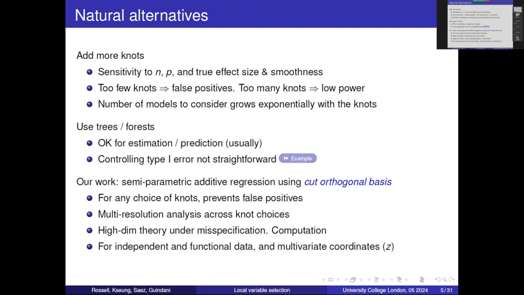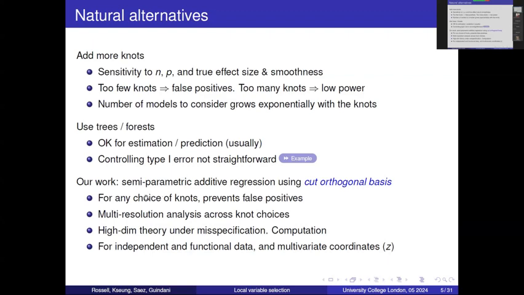What we're doing is using a semi-parametric model. It's going to be very similar to using splines, but we're going to use a notion called a cut orthogonal basis. The selling feature is that regardless of how you place the knots, you're protected against false positives. As a statistician who takes hypothesis testing to heart, I don't want false positives; I'm going to control that, regardless of how I place the knots.